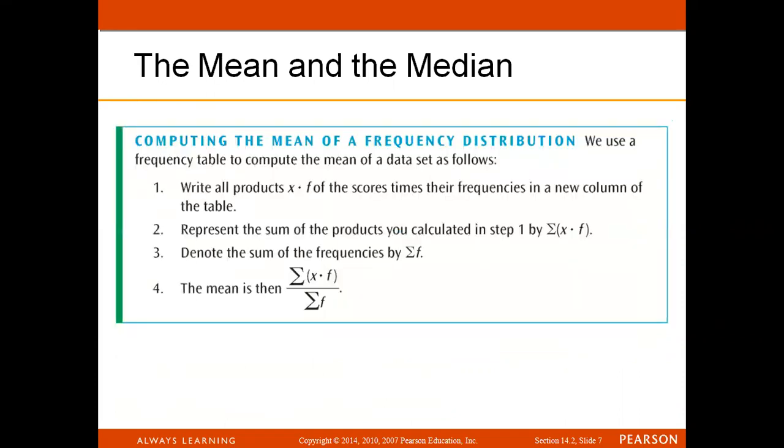Computing the mean of a frequency distribution. We use a frequency table to compute the mean of the following data sets as follows. Step 1. Write all the products xf, x times f, of the scores times their frequencies in a new column of the table. Step 2. Represent the sum of the products you calculated in step 1 by the sum of the xf. So sum that column. Step 3. Denote the sum of the frequencies by sigma f. Sum the number of frequencies. Then step 4, the mean is then sigma xf divided by sigma f. So the sum of the xf column divided by the sum of the frequency column.